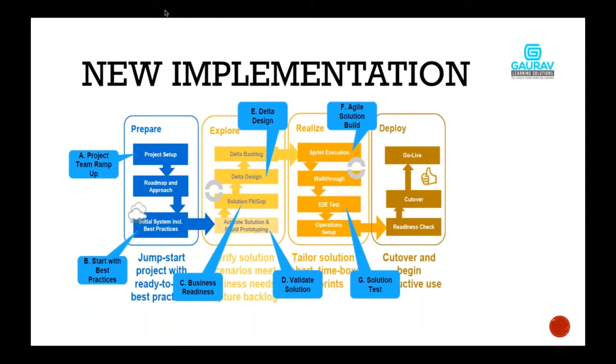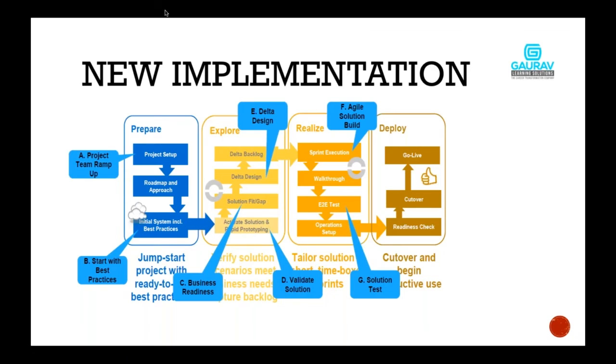Roadmap and approach. What do you mean by roadmap and approach? The customer also needs to decide in the prepare phase whether they want to go for the cloud or for on-premise, right? If a customer is interested in implementing SAP S/4HANA, they first have to decide whether they want the SAP S/4HANA cloud version or the SAP S/4HANA on-premise version. That is the first question. The second question they need to answer is whether they are going to implement the system as a new implementation or perform a system conversion. So these questions are answered in the preparation phase. That is the reason we wrote roadmap and approach.